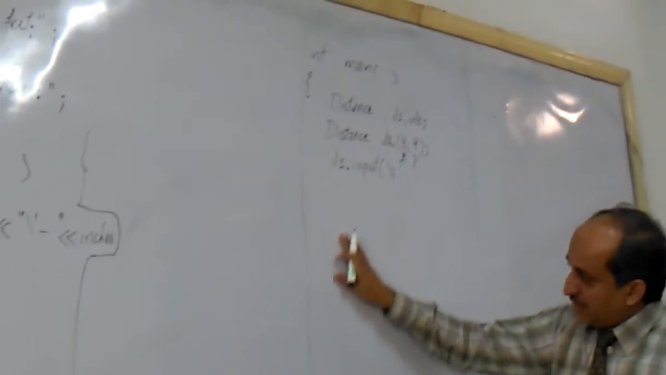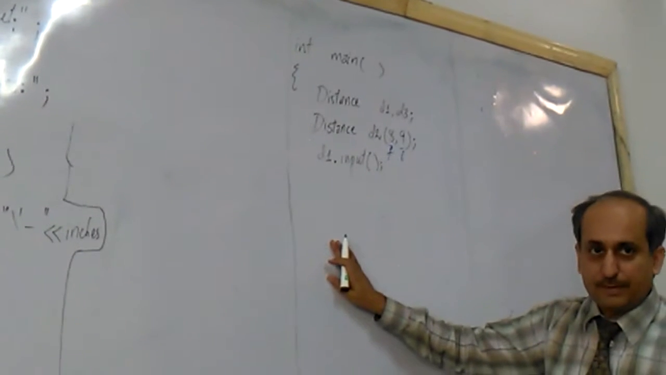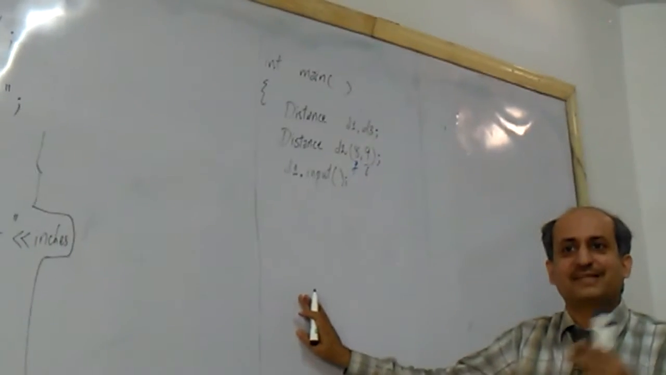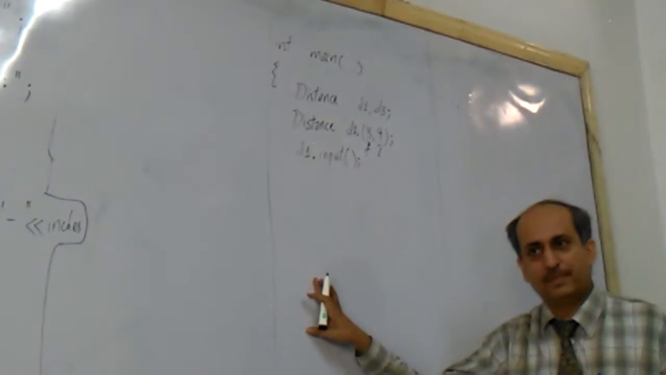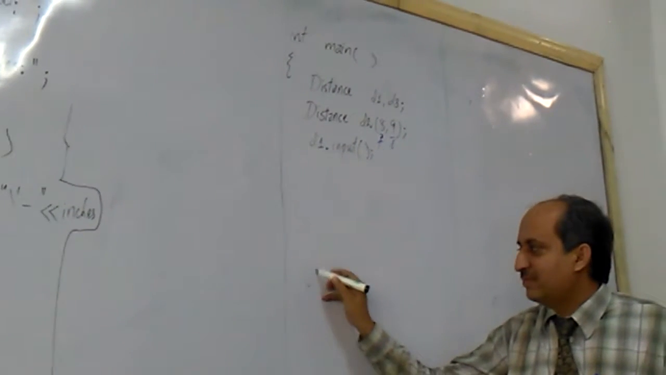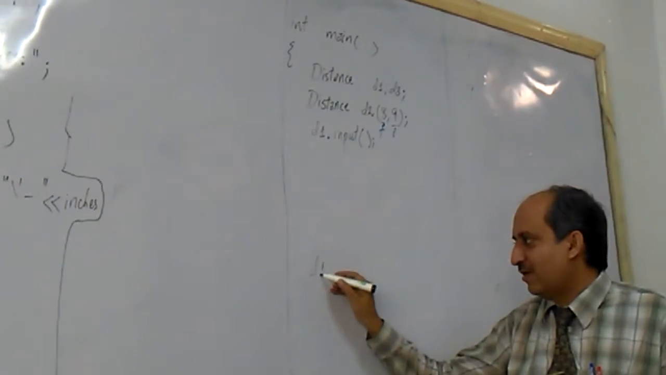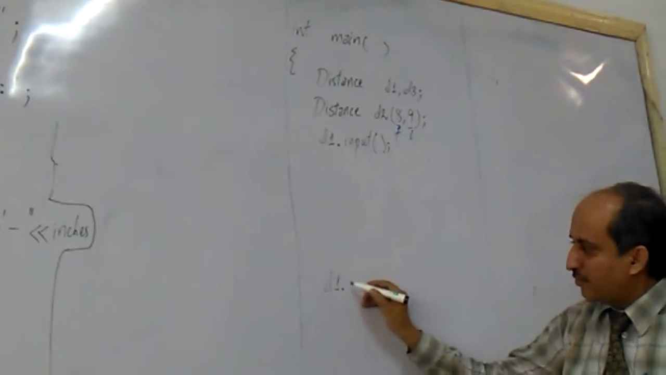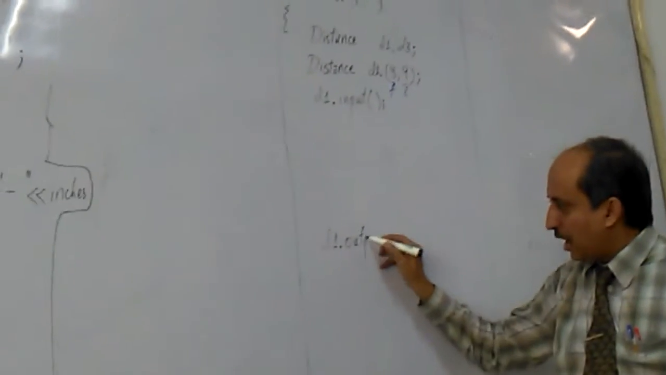Now we shall be writing our add distance function call over here. And first of all, let me write the last line, that was the output of our program. What was the last line? Our program was displaying value of the distance that was given by the user. So I am going to call D1 dot output function.